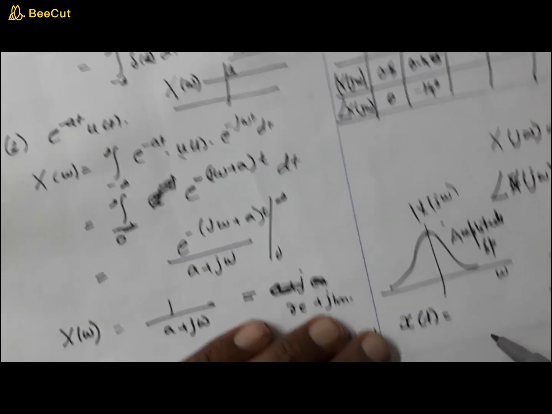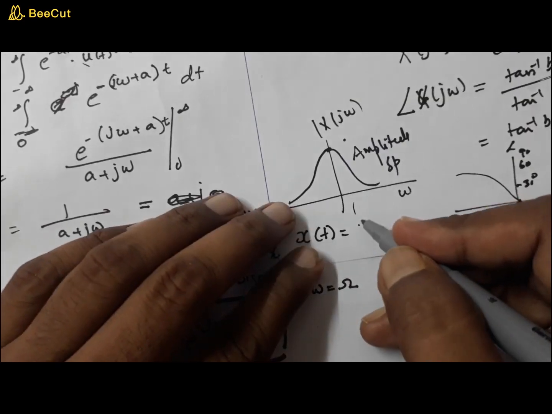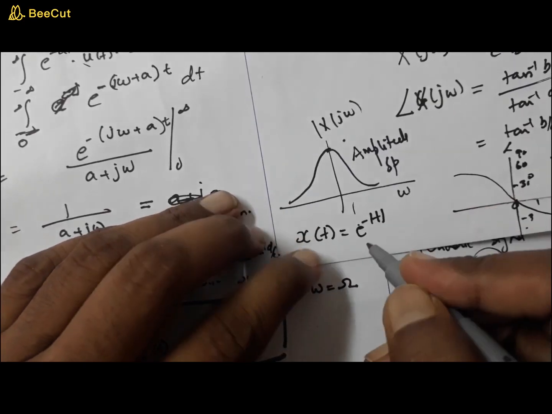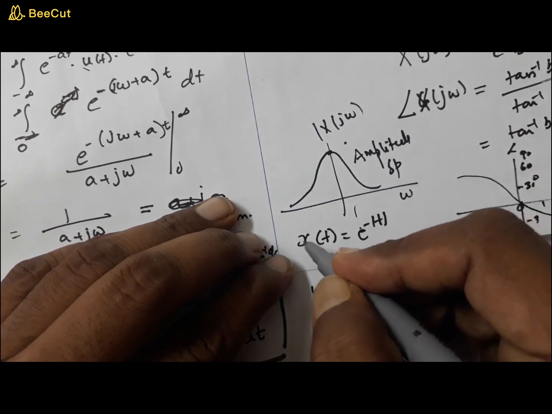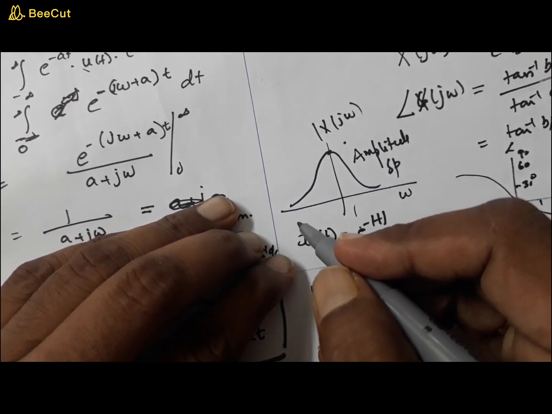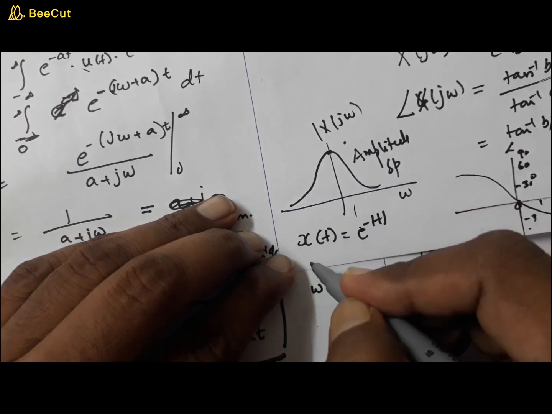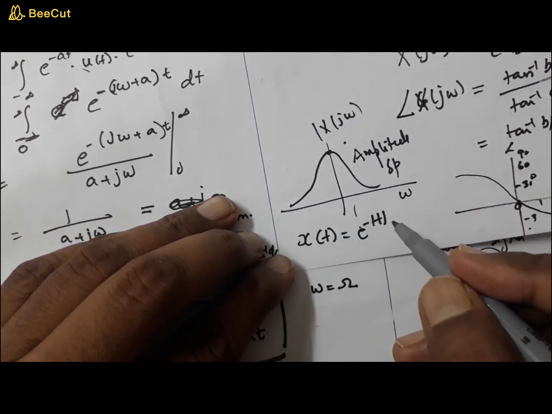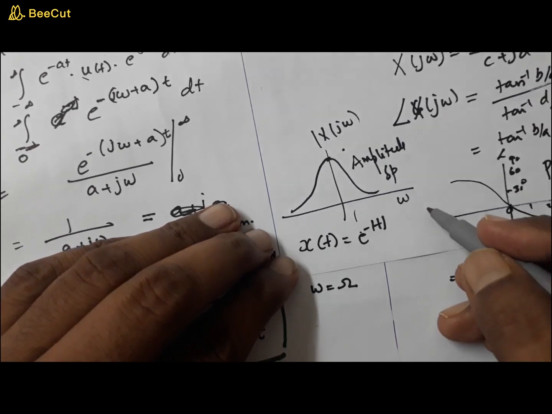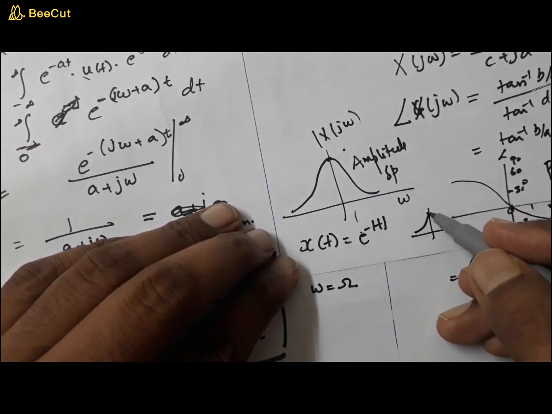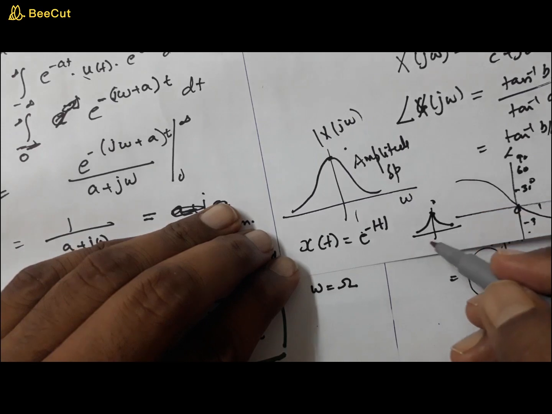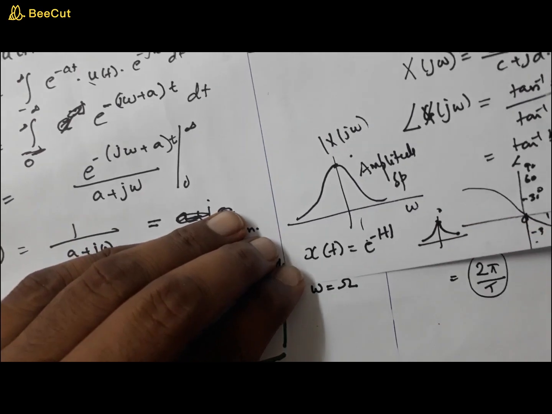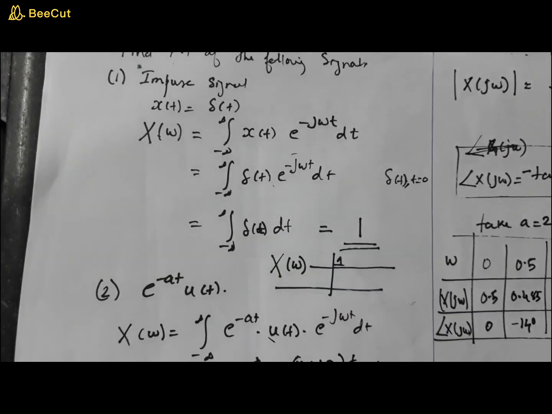Consider x of t is equal to e raised to minus modulus t. So you may take down the question. Find the amplitude and phase spectrum of x of t is equal to e raised to minus modulus t. Now, what is the shape of e raised to minus modulus t? It will look like this. So this is the signal whose Fourier transform you need to find out, or rather the amplitude spectrum and the phase spectrum. Try to do it by yourself. Thank you very much.